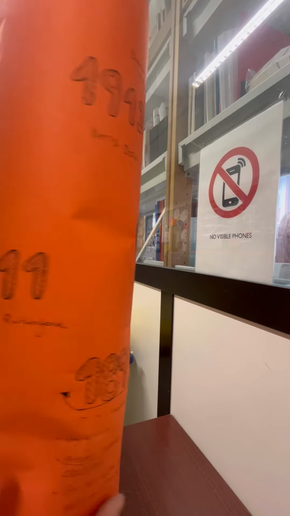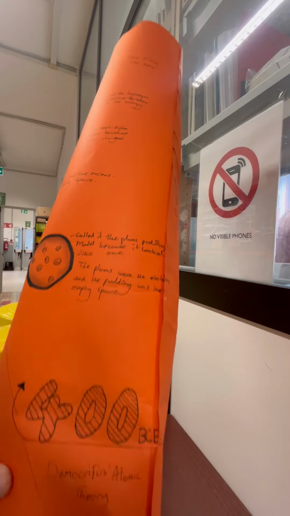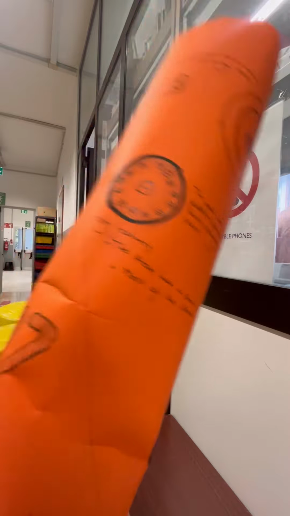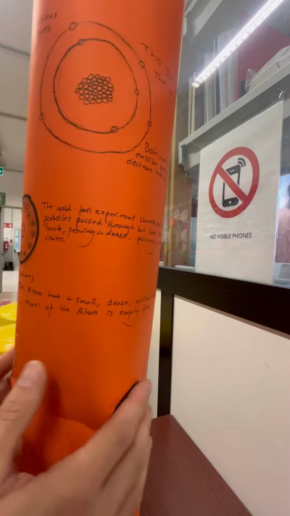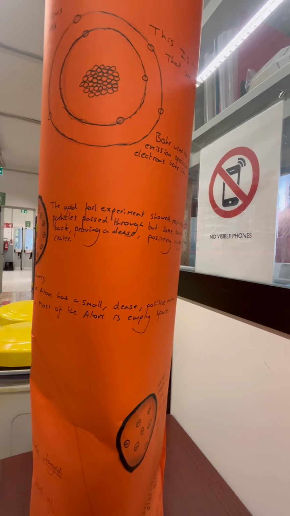Okay guys, so I'm going to have a little bit of a look at this one. A couple of things I really like. Okay, clearly we've gone from Democritus up to J.J. Thomson, through to Ernest Rutherford, and then up to Niels Bohr. Okay, so I really like that.